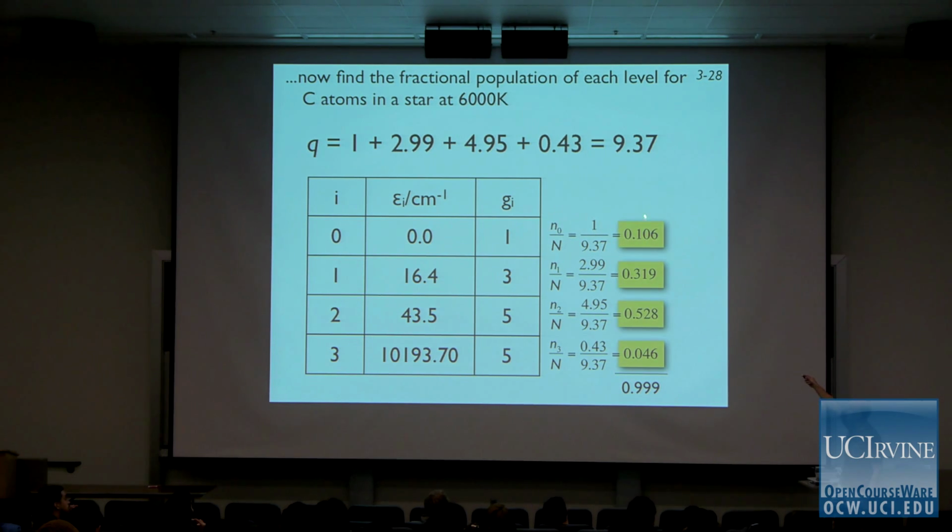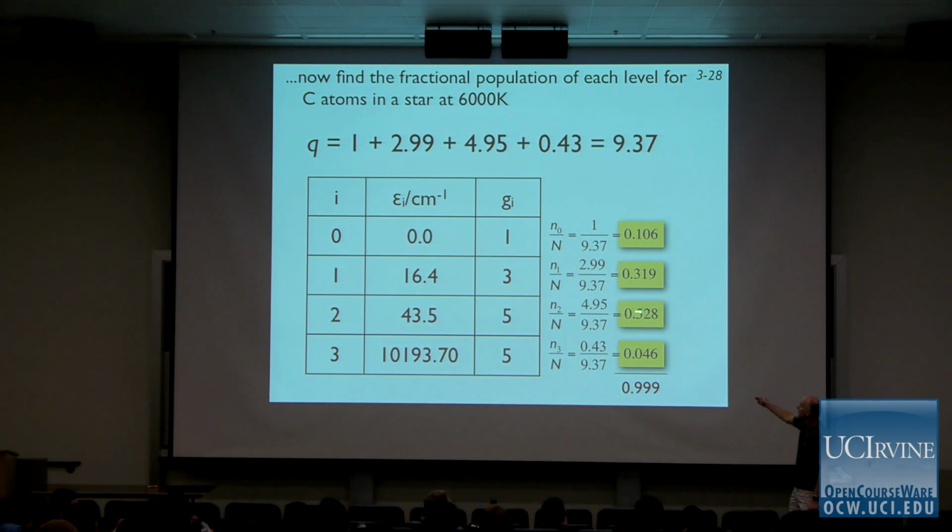Boom, boom, boom, boom. Add them up and you should get 1. That's a check on whether you did this calculation correctly, because obviously, once you've counted all of the atoms and all of the states, the total population should equal 1. So 0.999 means there's a little rounding error here.